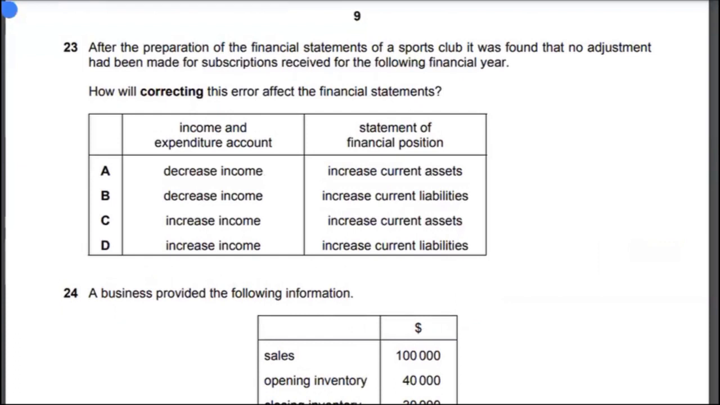Let's look at multiple choice 23. After the preparation of financial statements of a sports club, it was found that no adjustment had been made for subscriptions received for the following financial year. How will correcting this error affect the financial statement? Right, so subscriptions which have been received for the following year should be recorded as a liability. So when correcting this error, we will be increasing liability and decreasing income. So the correct answer to multiple choice 23 would be option B.